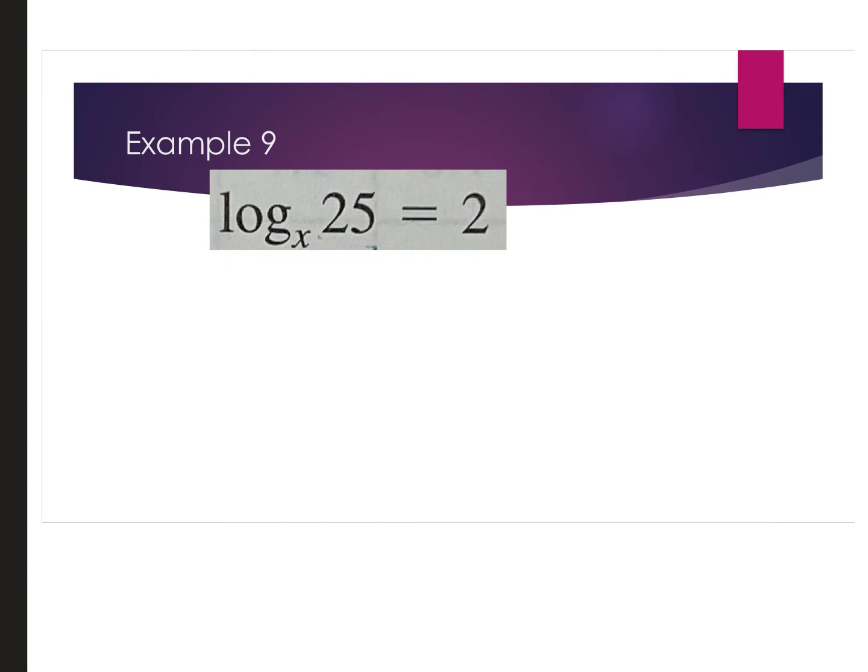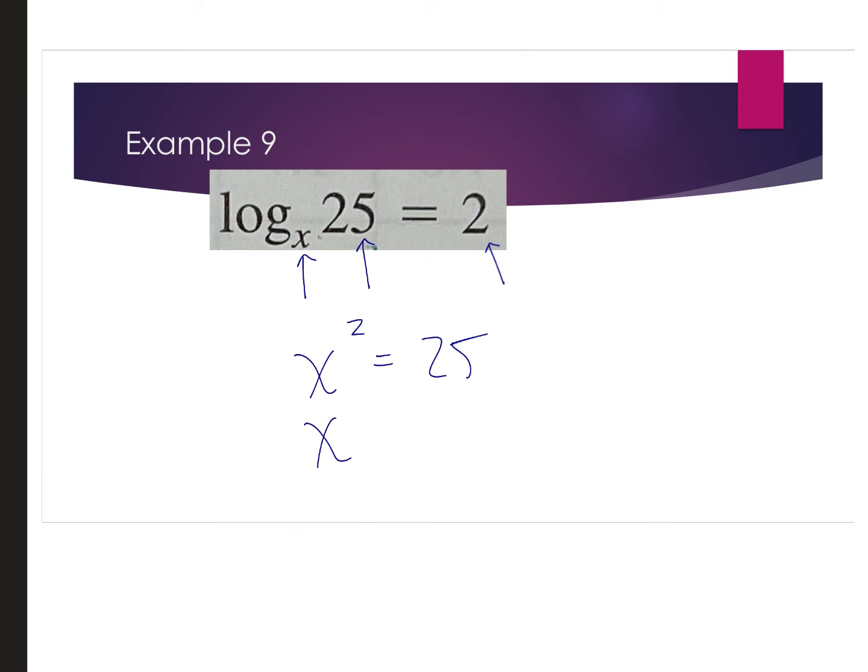All right, now this one you may be able to look at it and know what the answer is, and if you can, great, knock yourself out. But if you can't, this is another one of those situations where if you get stuck, you write it in the other form, because that's the base, that's the answer, and that's the exponent. So this is x squared equals 25.